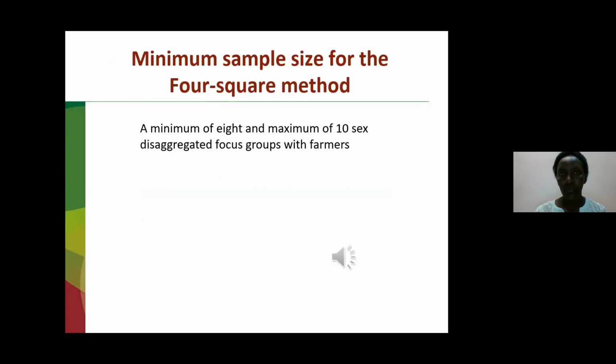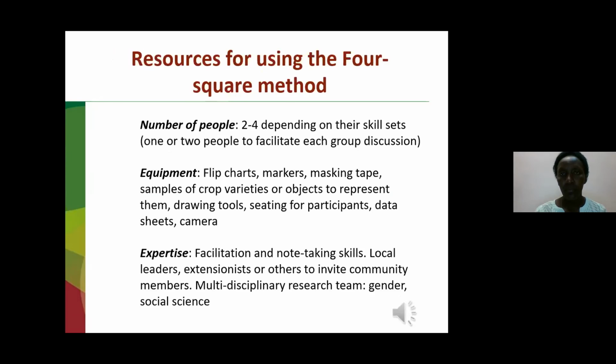The 4-square method requires a minimum of 4 and a maximum of 6 disaggregated focus groups with farmers, as I will explain later. For the resources required in using the 4-square method, we need 2 to 4 people, depending on their skill sets, and these are mainly to facilitate each focus group discussion. Under equipment, we need flip charts, mainly for drawing the 4 squares, where we place the names or symbols of the varieties that the farmers maintain on farm. We need markers, masking tape, samples of the different crop varieties or objects to represent them, drawing tools, seats for participants, data sheets, as well as a camera.